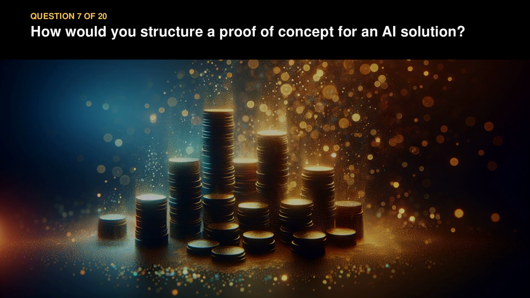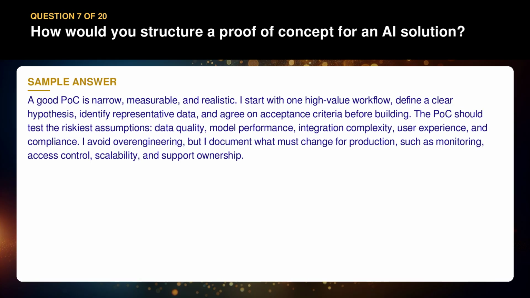Question 7. How would you structure a proof of concept for an AI solution? A good POC is narrow, measurable, and realistic. I start with one high-value workflow, define a clear hypothesis, identify representative data, and agree on acceptance criteria before building.